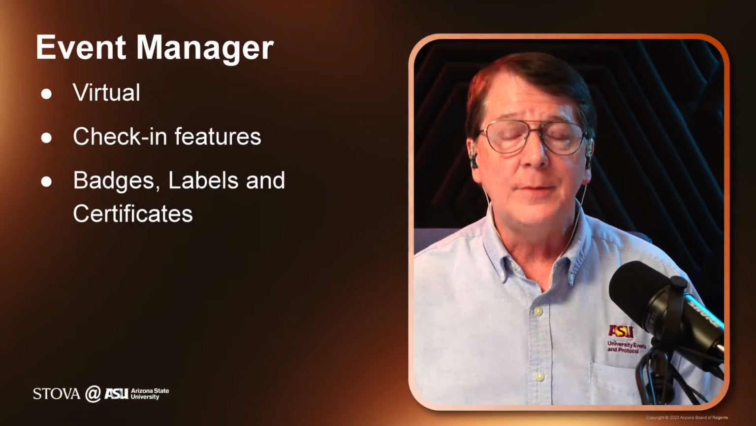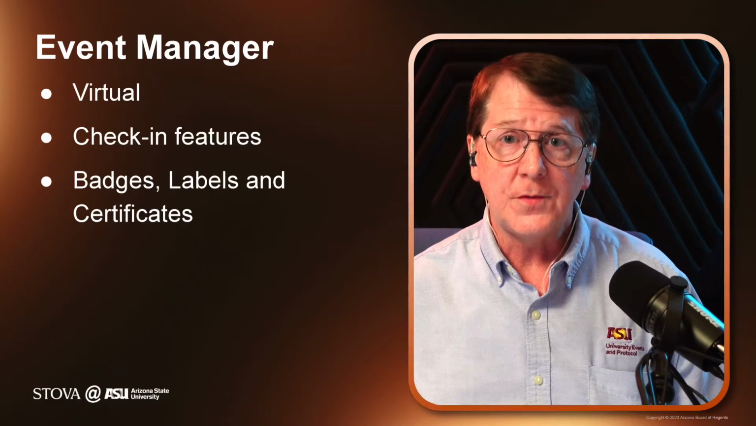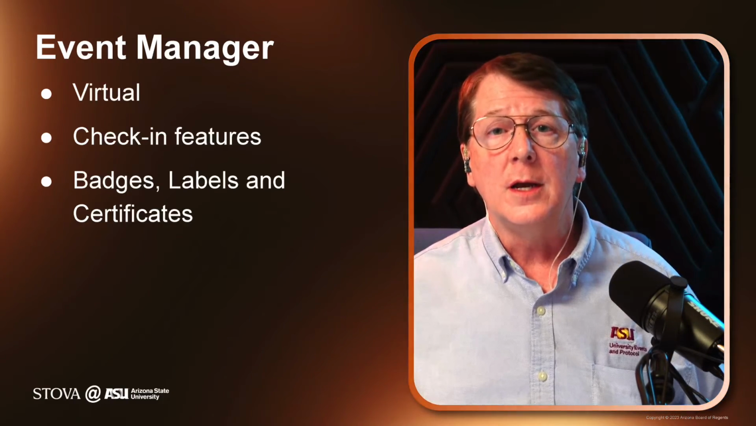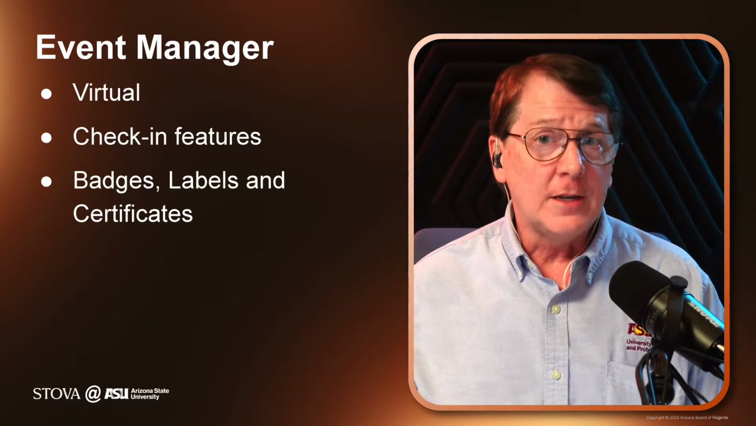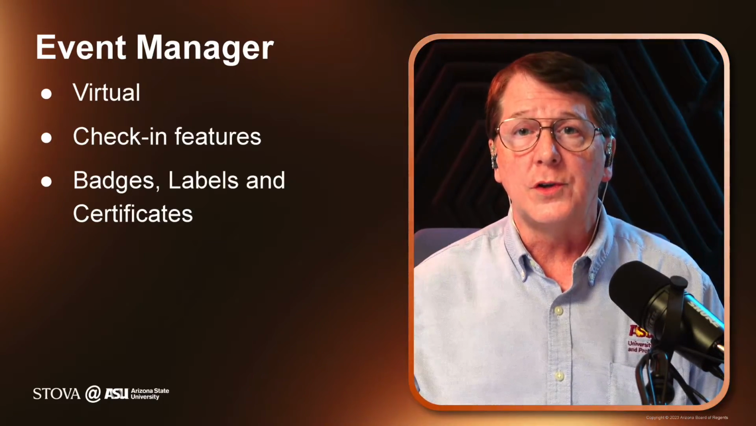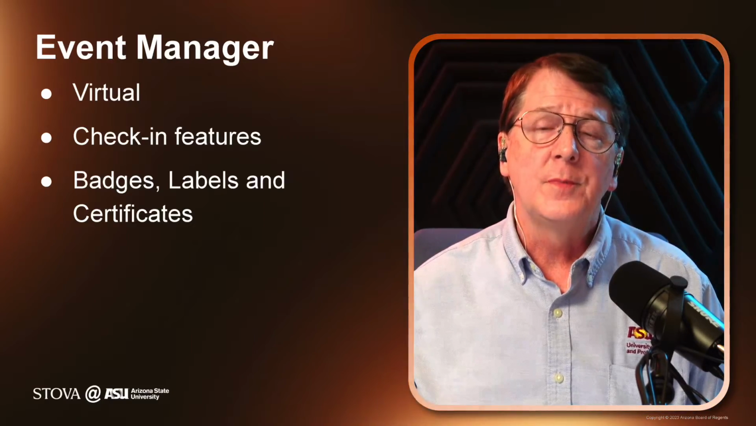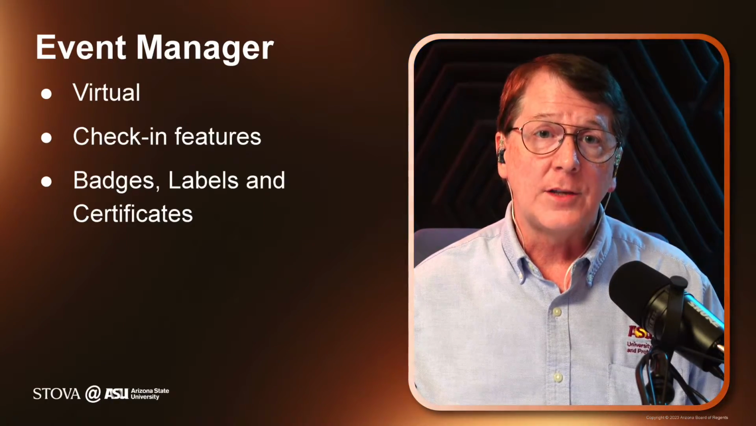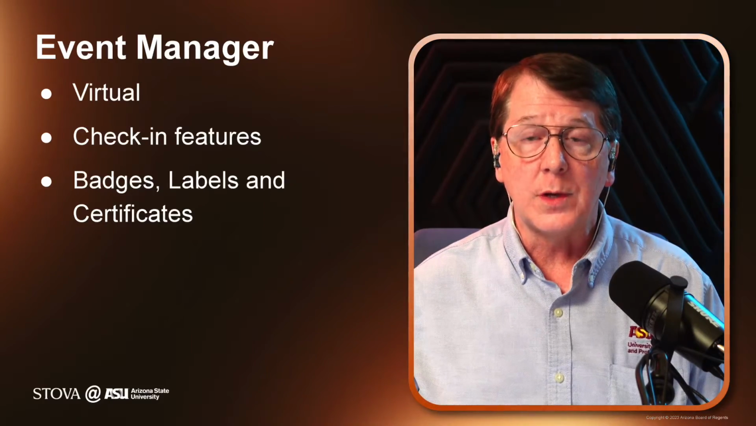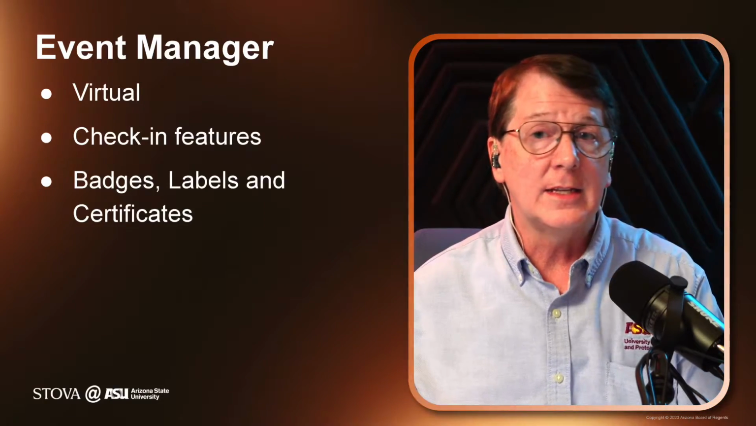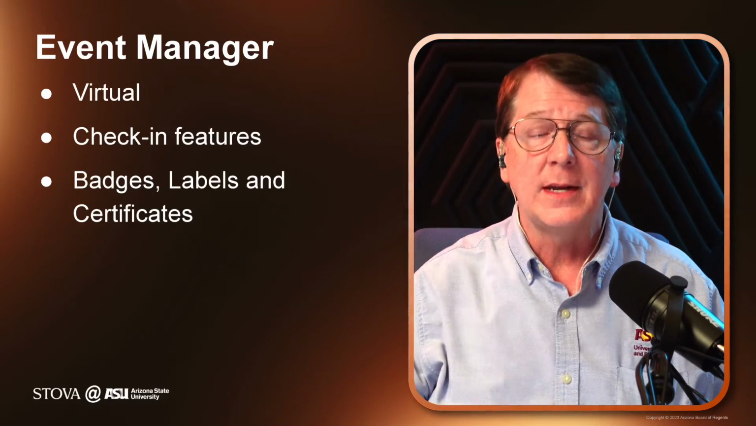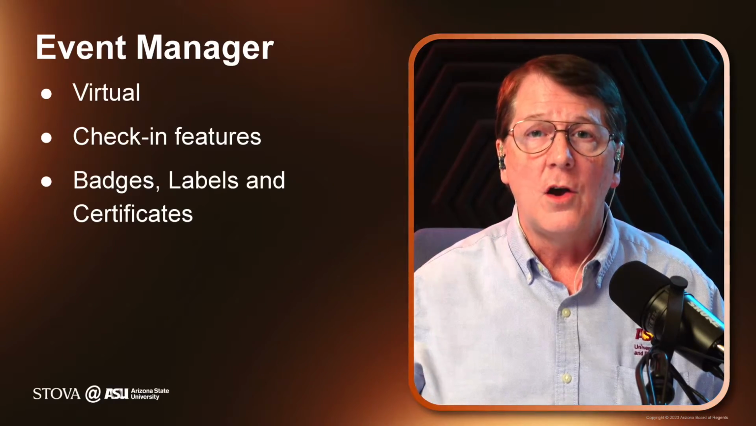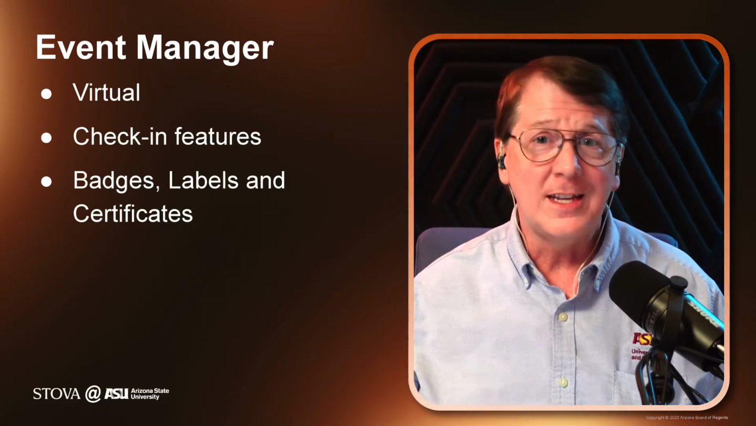So let's get started. Today we're going to talk about the virtual features that are available to you in Stova registration sites. We're going to talk about the check-in features that are built into a registration site. There are 4 different types. And we're going to talk about the badges, labels, and certificates feature for doing basically merges of your attendee lists with any of those products you need: name badges, labels, certificates, all that fun stuff that you just need for your events.